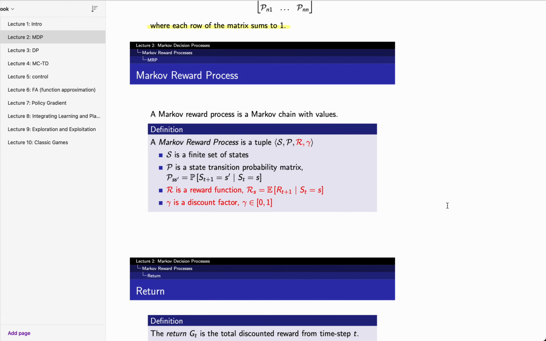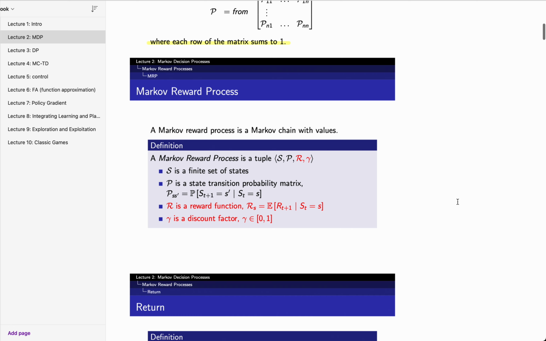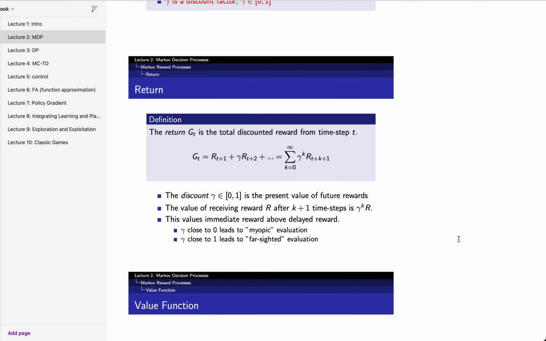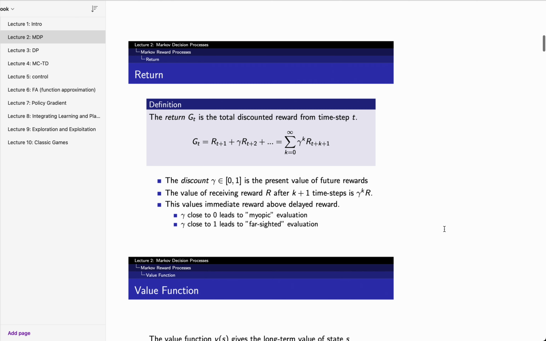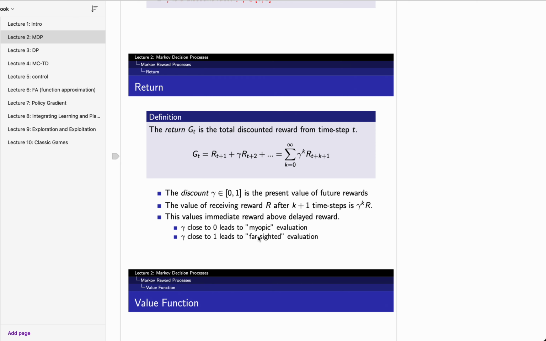A reward R_t is a reward function. It's the expectation of the reward at the next time step t+1, given the current state at time step t. So this is called the Markov reward process. You have state S, state transition probability P, reward R, and a discount factor called lambda. Lambda defines whether the reward would be myopic or far-sighted.